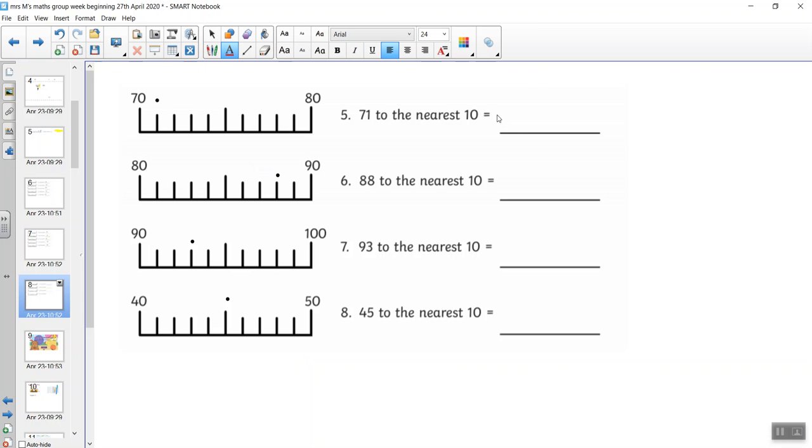Okay, so 71 is closest to 70. 88 is closest to 90. 93 is closest to 90. And 45, 5, 6, 7, 8, 9, climb the vine, is closest to 50.